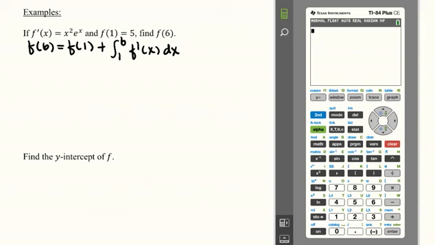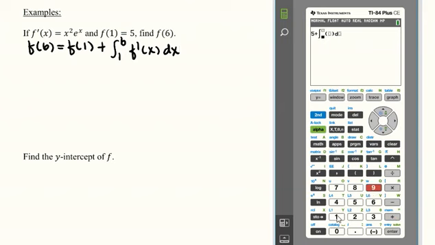Here's a calculator. I'm going to say f of 1 equals 5 plus the integral, and remember we get the integral with math 9, from 1 up to 6 of f prime of x, which is x squared times e to the x, with respect to x. Oh, no, that's not what I wanted. I want the x. There, yeah.